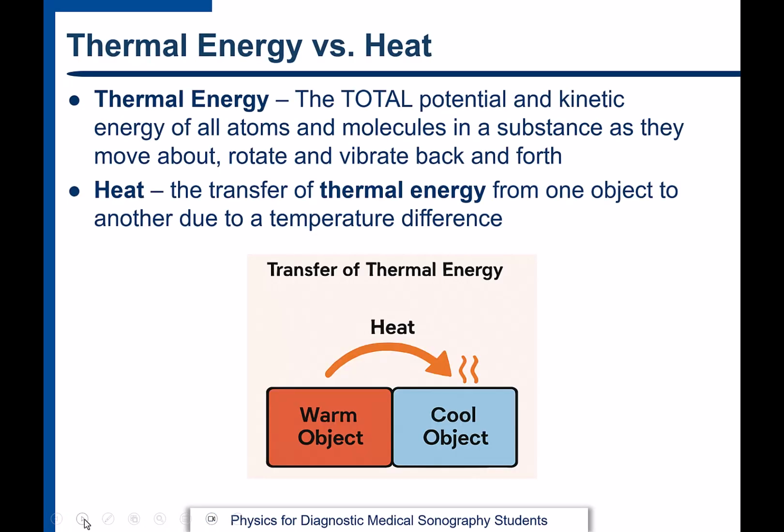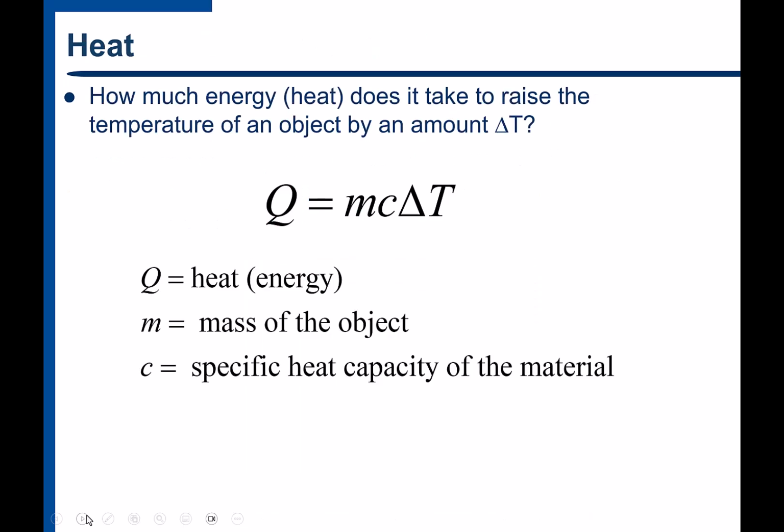In our previous video, we talked about heat, and we said that heat is the transfer of thermal energy. So it's energy in motion from one object to another. Remember that thermal energy is the total amount of potential and kinetic energy of all the atoms and the molecules that make up the substance. In our last video, we also discussed how much heat is required to raise the temperature of an object, or how much heat needs to be lost to lower the temperature of an object by a certain amount, delta T.